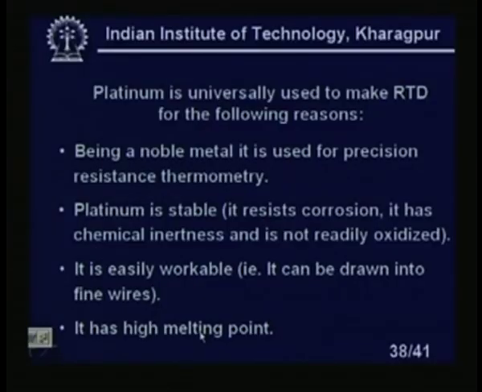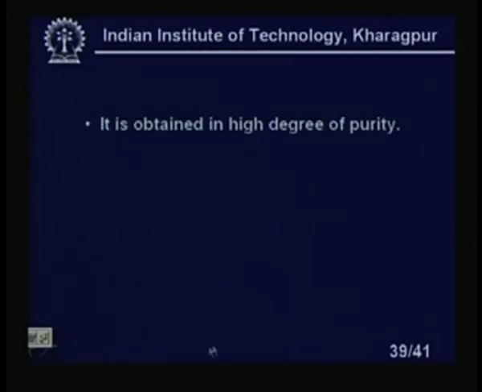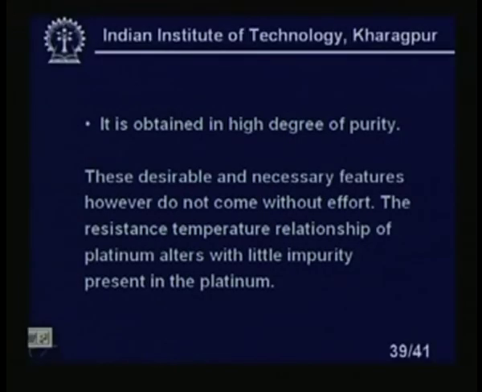Platinum has a high melting point, and it is obtained in a high degree of purity. This is another advantage of platinum. Impure platinum you will hardly get, so you will always get pure platinum, because if impurity comes, obviously the inertness and stability will go away. If it is available in pure form, it will retain all its original properties, which is quite obvious. Now, these desirable and necessary features, however, do not come without effort. The resistance temperature relationship of platinum alters with the little impurity present in the platinum. This is another disadvantage. That means, if a little impurity is there, everything will be altered.